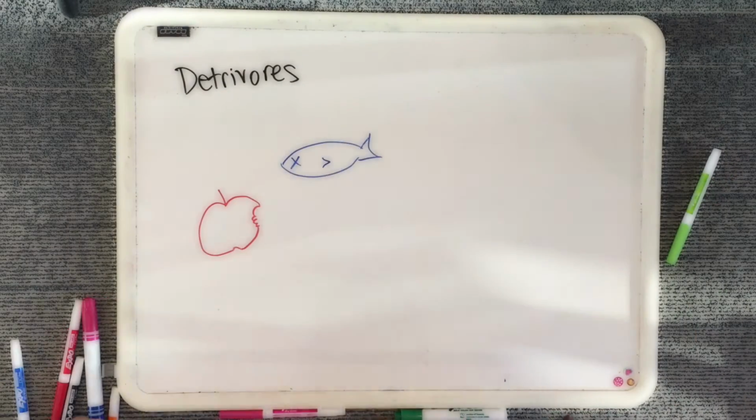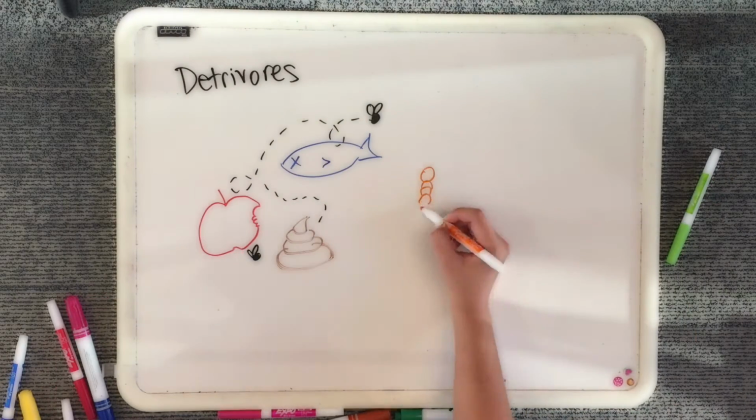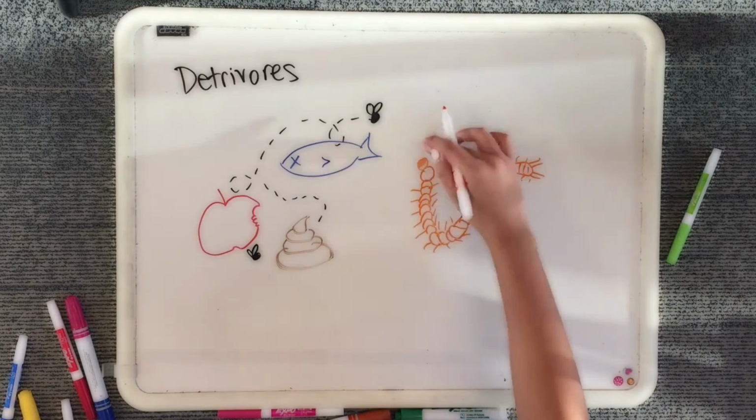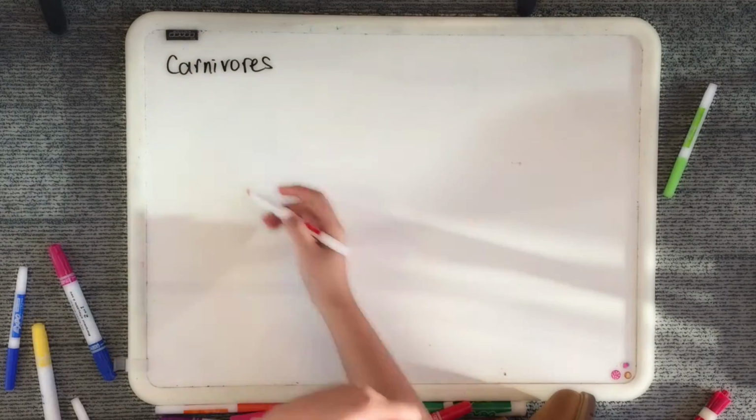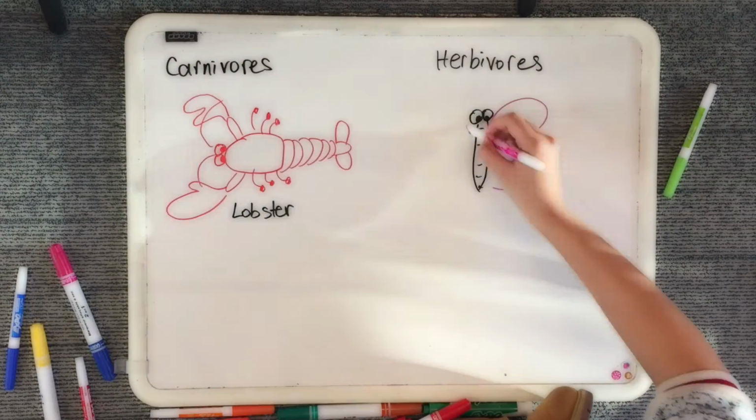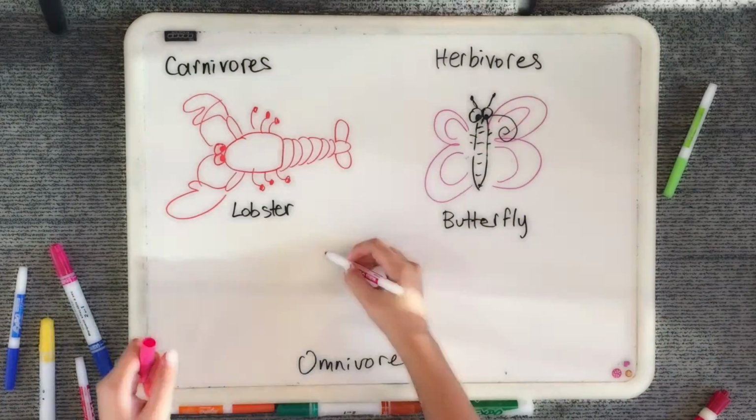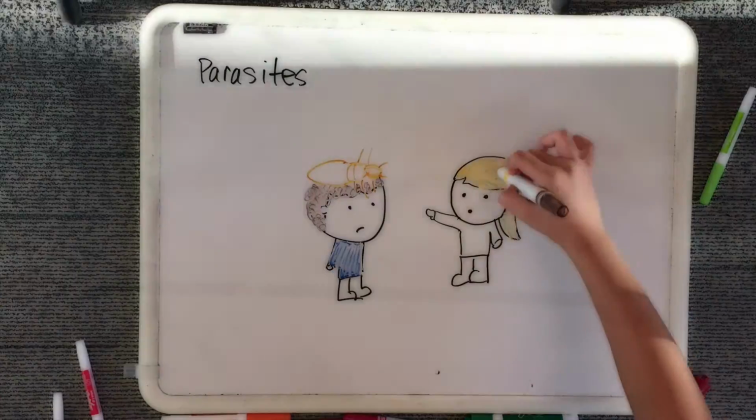Furthermore, some arthropods are detrivores, which means that they decompose plant and animal parts, which also includes feces. And other arthropods can also be carnivores, herbivores, omnivores, and parasites.